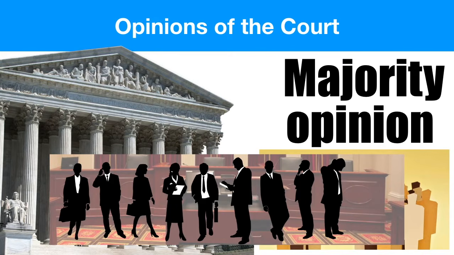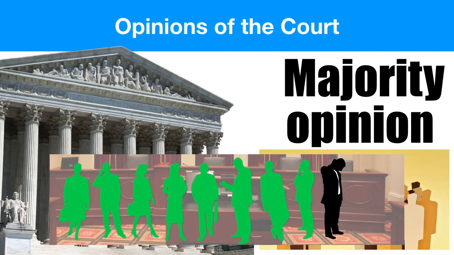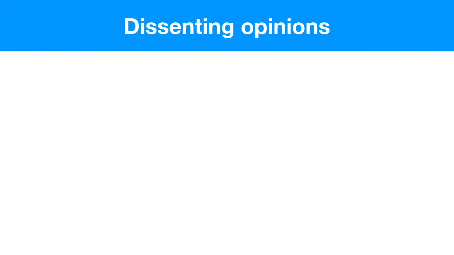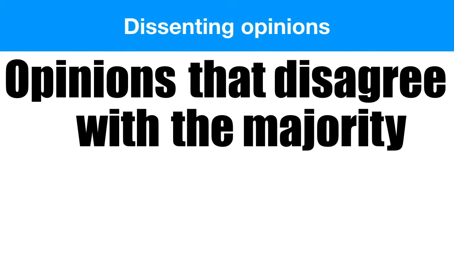Now remember, there's 9 judges on the Supreme Court, so a majority number could look like 5-4, 6-3, 7-2, 8-1, or 9-0, the unanimous majority opinion. But what about the other guys who don't agree? We call these opinions dissenting opinions, which disagree with the majority.